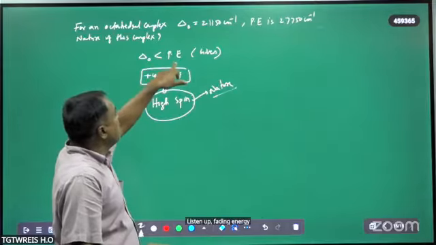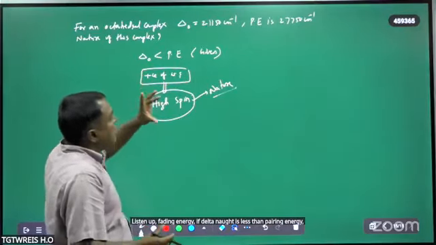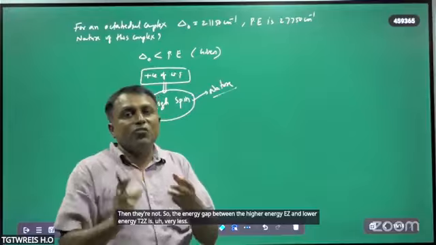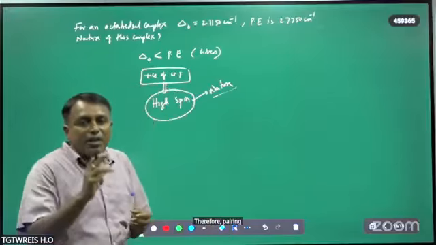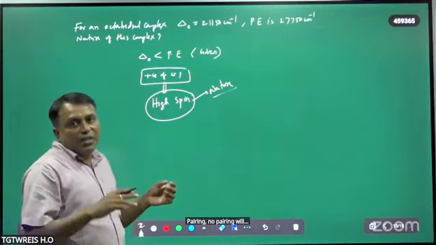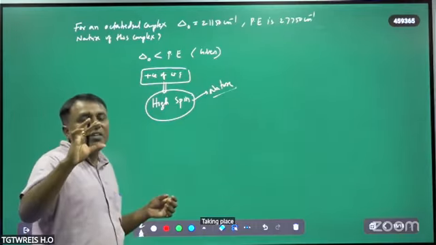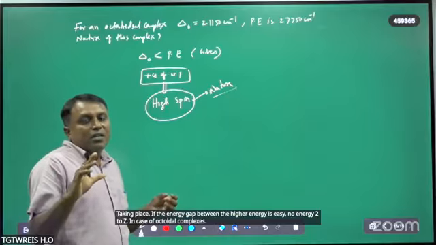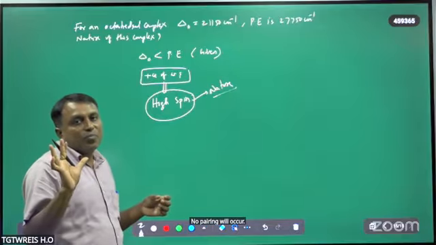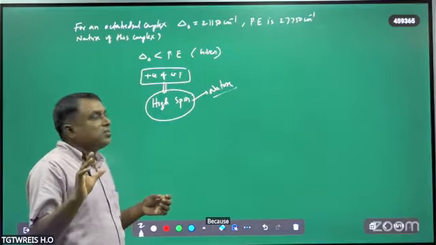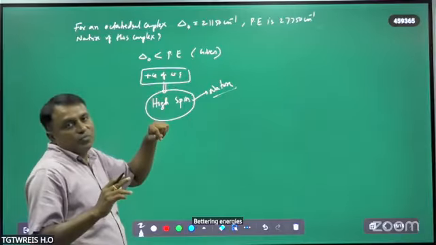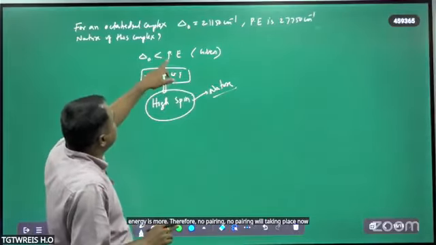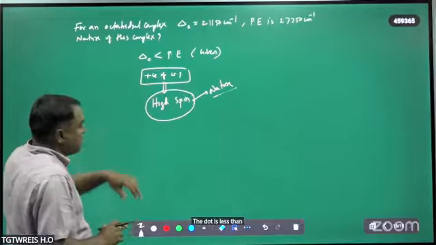If delta naught is less than the pairing energy, the energy gap between the higher energy eg and the lower energy t2g is very small. Therefore, in octahedral complexes, no pairing will take place, because the pairing energy is more. Therefore, delta naught is less than the pairing energy.